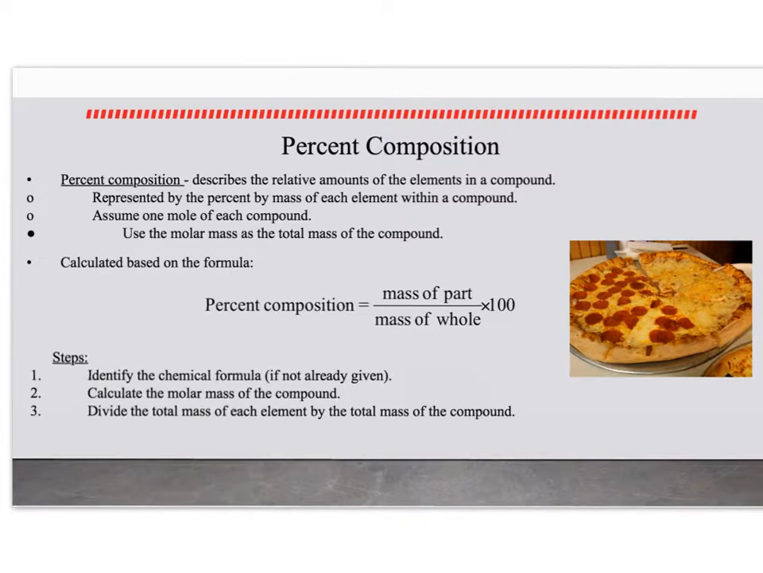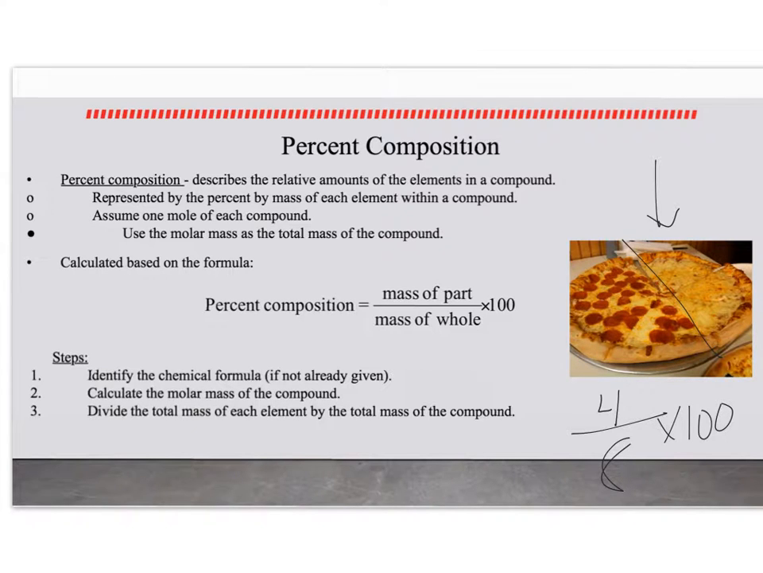So just like a pizza, if we have half pepperoni and half cheese, what is the percent pepperoni? Well, you have the mass of the part, which is 4 slices, over the whole, which is 8. If you multiply 4 divided by 8, which is 0.5, times 100, you would have a 50% pepperoni pizza. Hence your half and half.